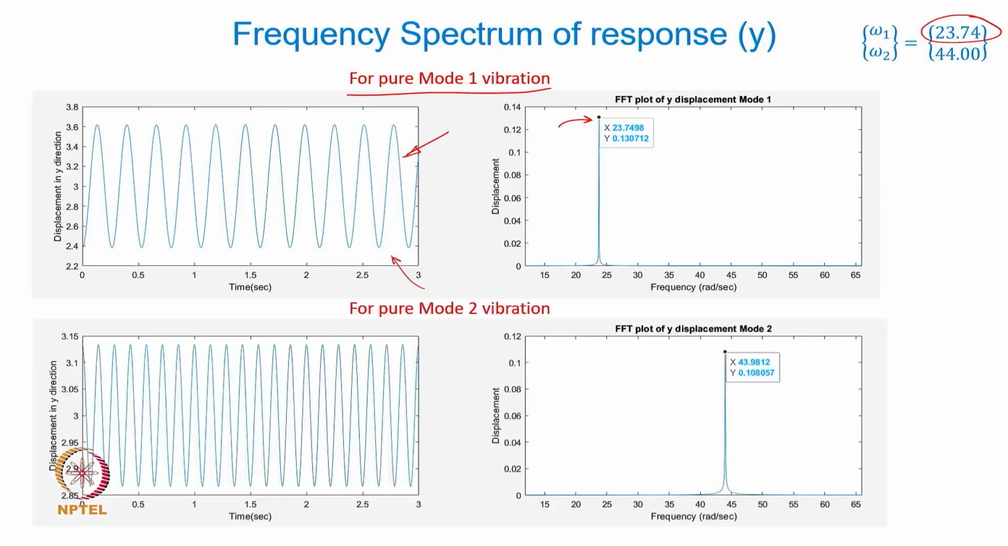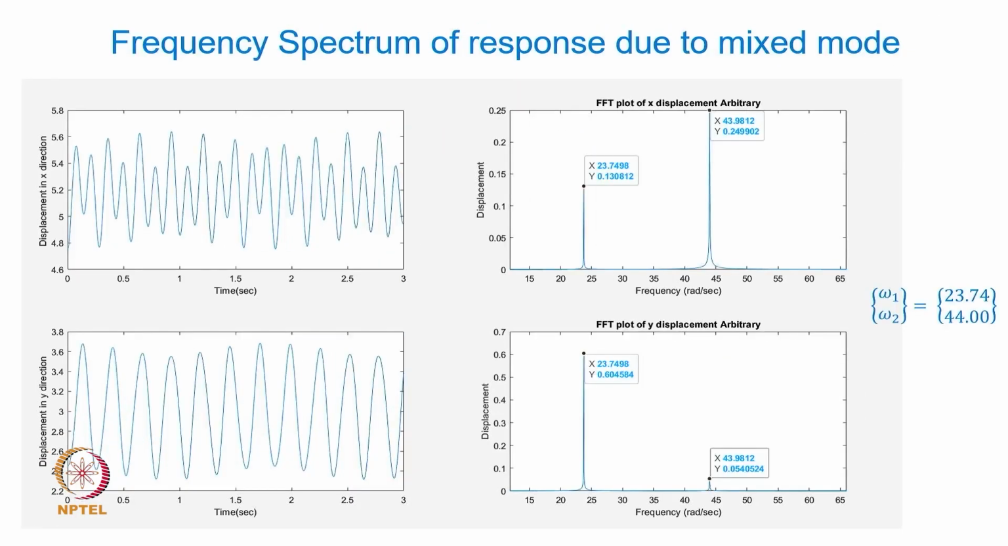Okay, so similarly for pure mode 2 vibration, the frequency with which this system vibrates was at the second natural mode, and which is almost same as the second natural frequency, and so basically you get again a harmonic vibratory motion, and a single frequency appears in the spectrum here. So this confirms that the two modes have a single frequency response.